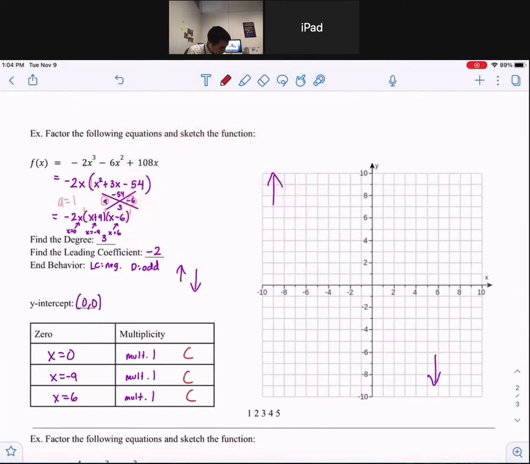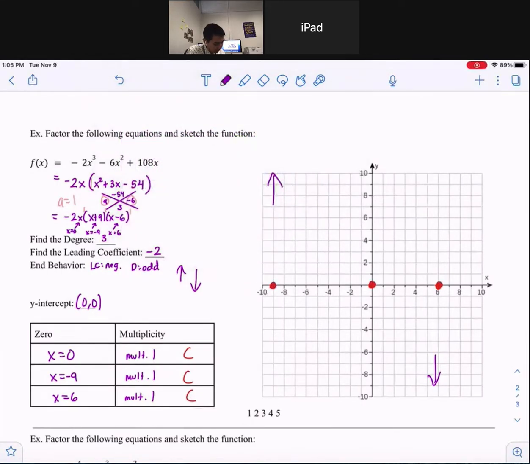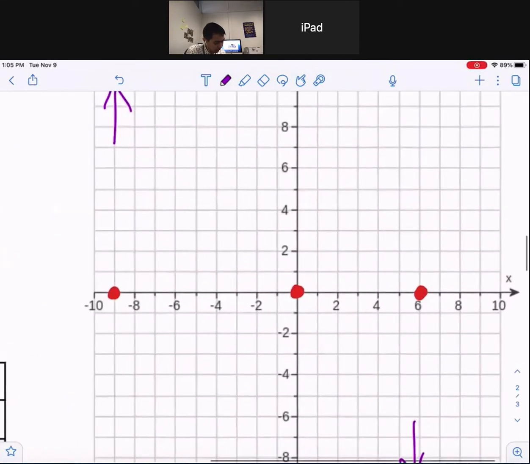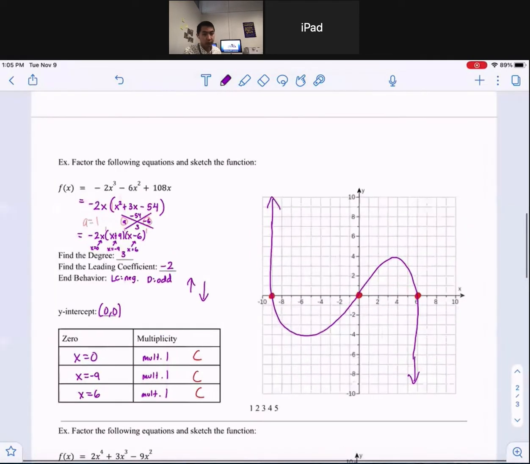Your zeros are x equals 0, x equals -9, and x equals 6. And at every intersection at each 0, they all cross. So at x equals -9, you're going to go right through it. Cross. Start to curve it so that we can interact with x equals 0, 0. So cross again. And then we have to curve it so it can interact with x equals 6. So cross. And there's your graph.